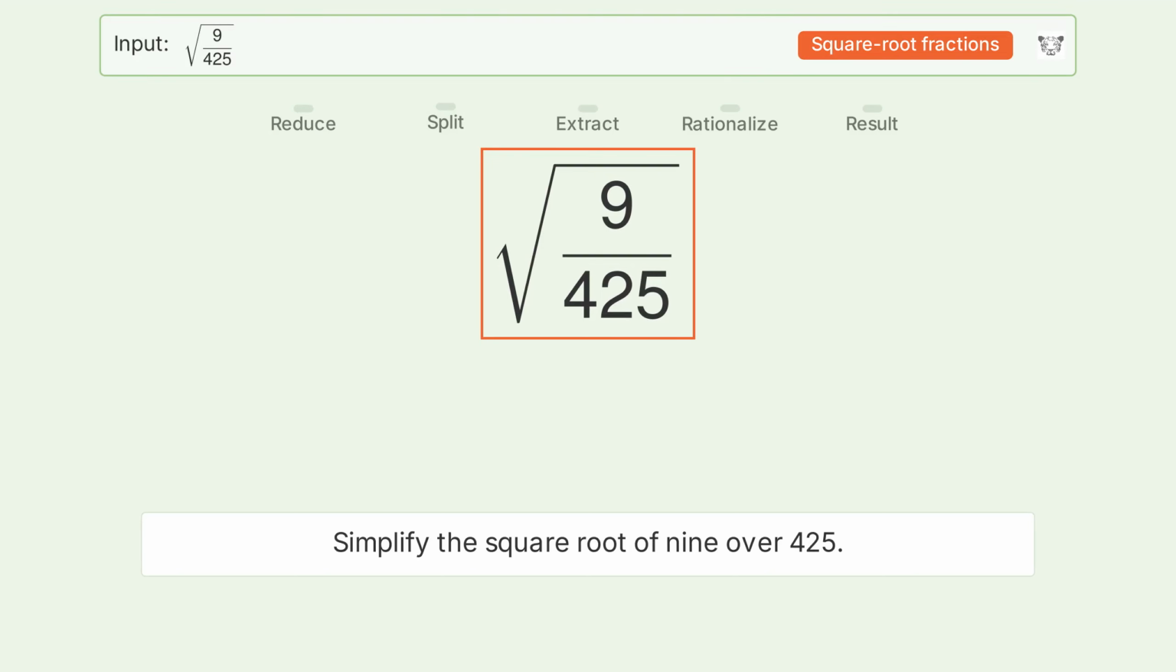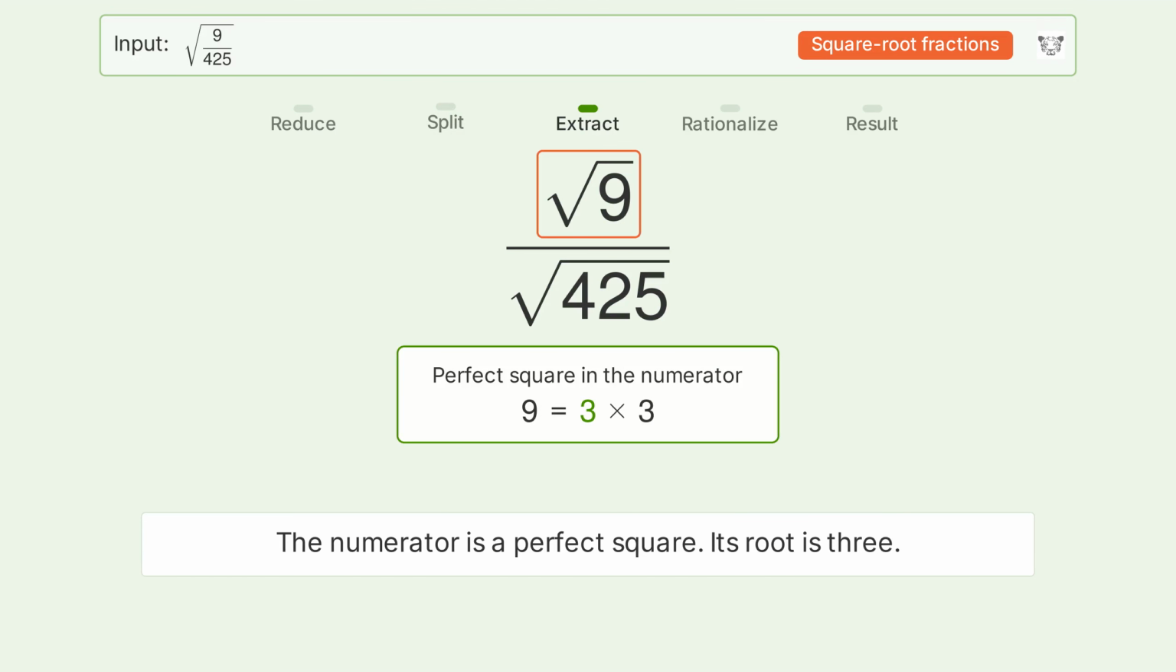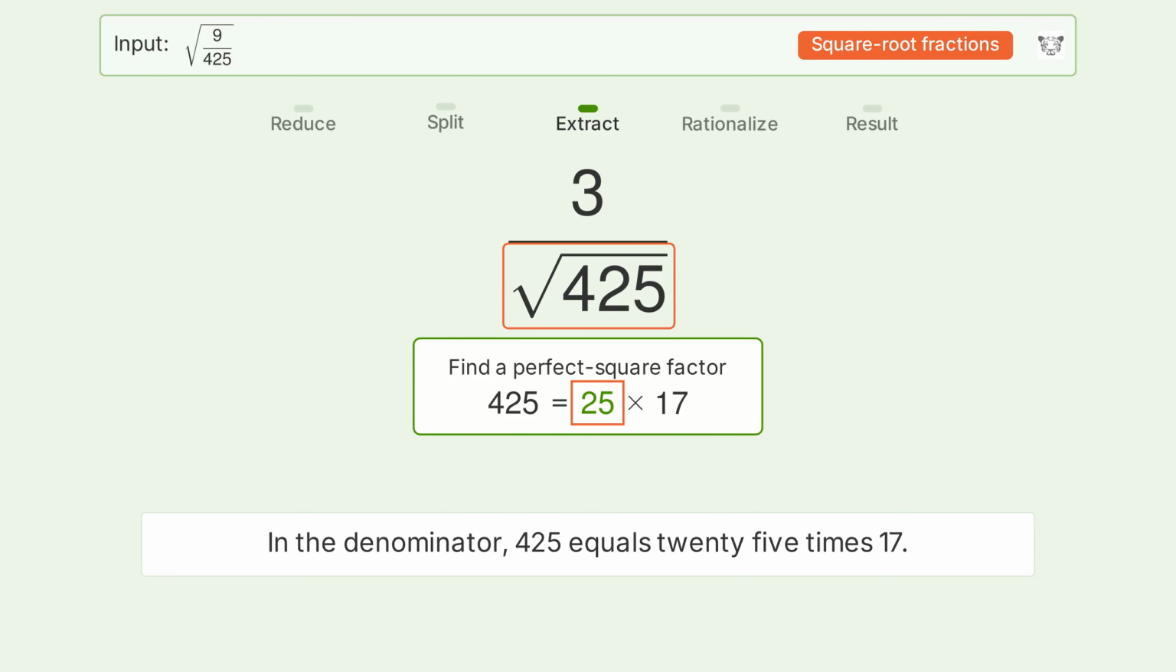Simplify the square root of 9 over 425. Take the square root of the numerator and denominator separately. The numerator is a perfect square. Its root is 3. In the denominator, 425 equals 25 times 17.